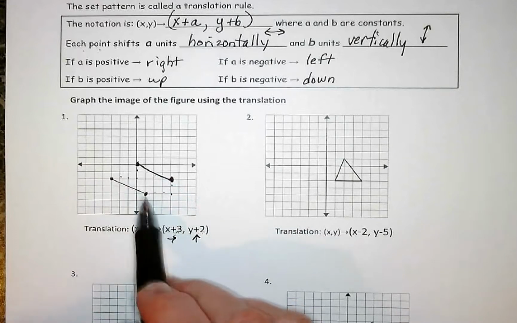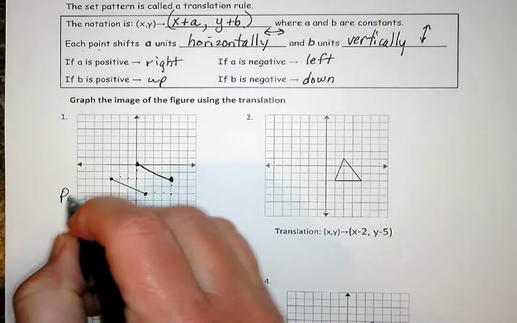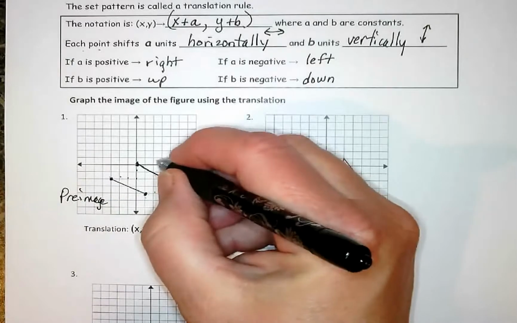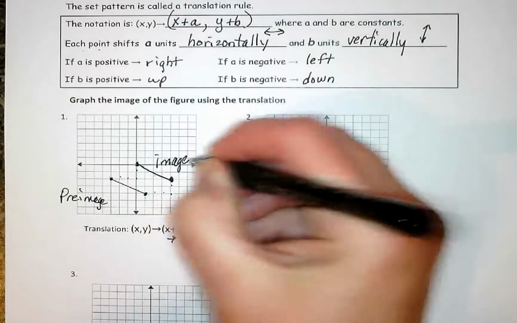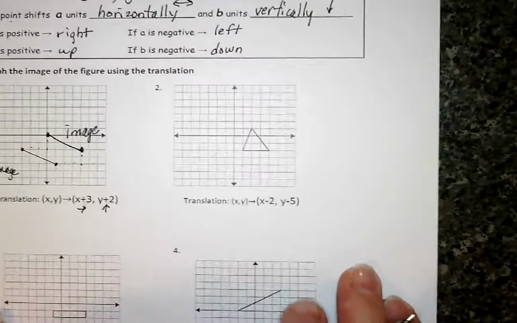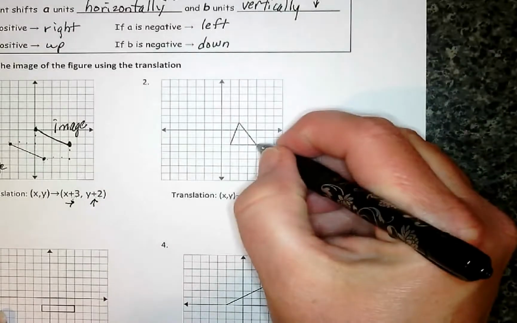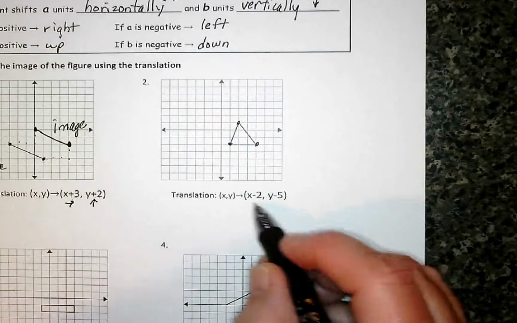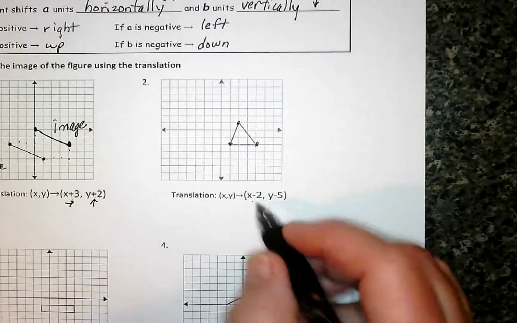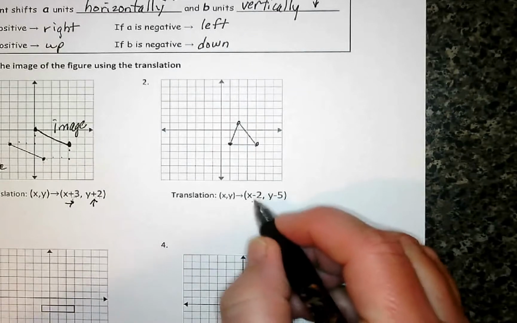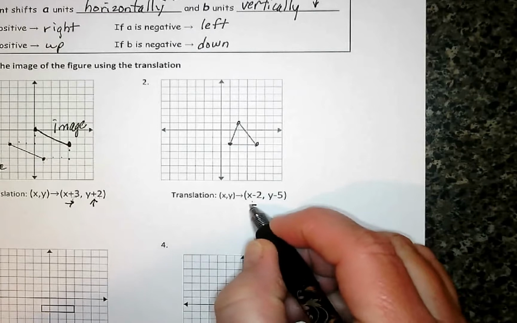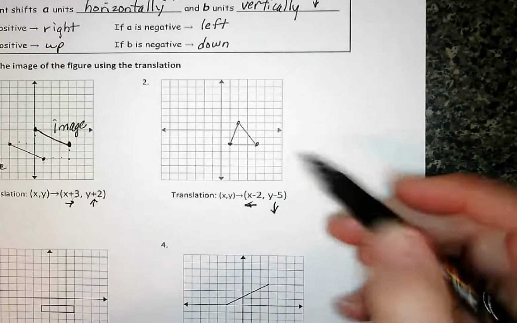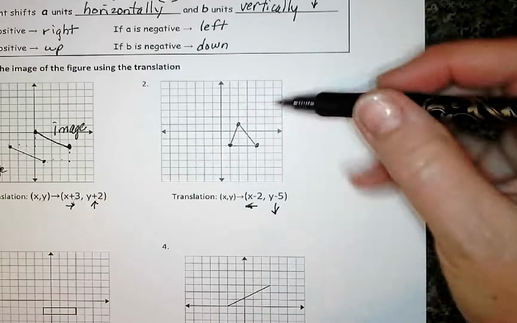So this one is called the pre-image, the one you start with, and the result is just called the image. Let's try another example. Here I've got a triangle. Again, we're looking at just doing the points. This rule is (x - 2, y - 5). So minus for the a value, minus 2 means I'm going to go left, and a minus 5 means I'm going to go down.